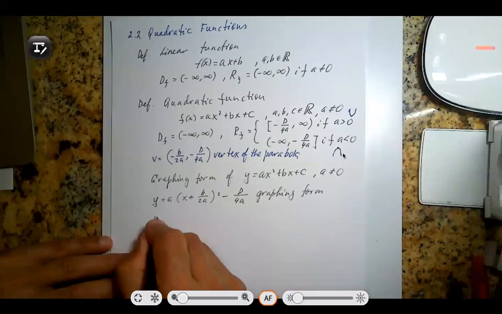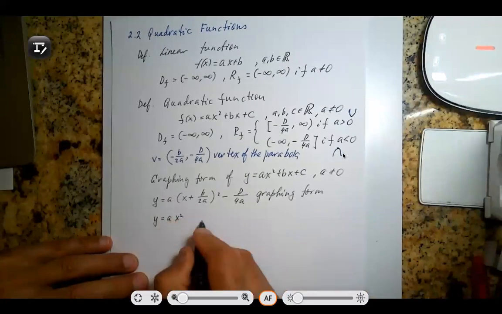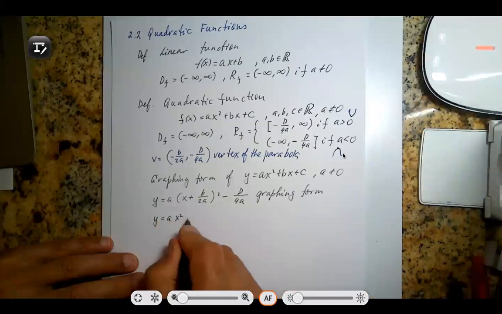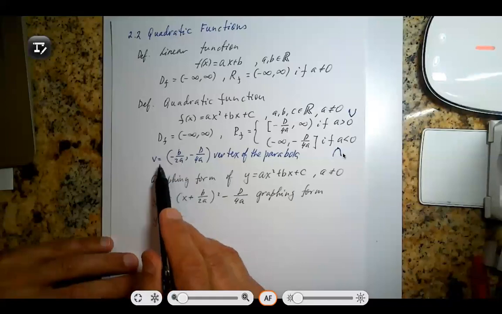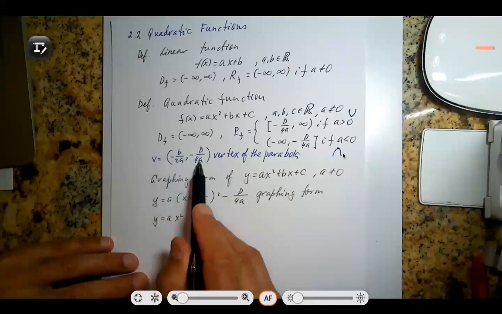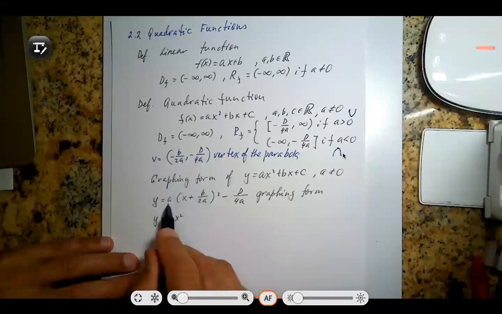So how to get the graph of this function? You take a standard function ax squared and move horizontally negative b over 2a units. If it's positive, to the right. If it's negative, to the left. Then lift up or down. If this is positive, it's a vertical shift. If it's negative, down.